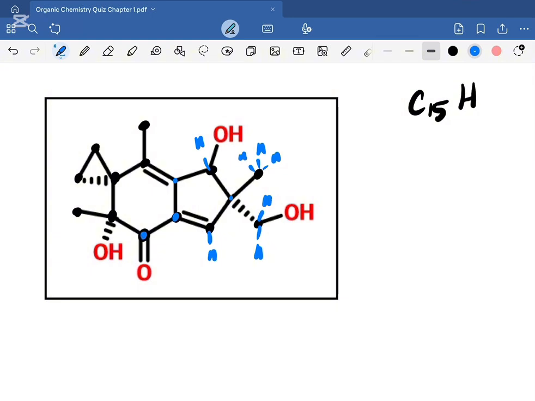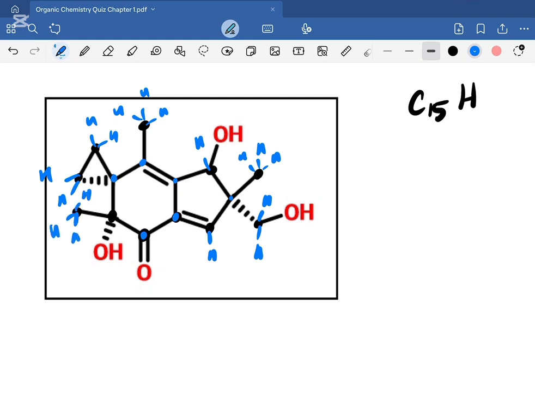Same for this one. Now here we're going to have 3. And here we're not going to have any hydrogens. Here, 1, 2, 3, and 4. We're not going to have any hydrogen. Here it's going to be 2. Here it's going to be 2 hydrogens. And then this one is going to have 3 hydrogens.